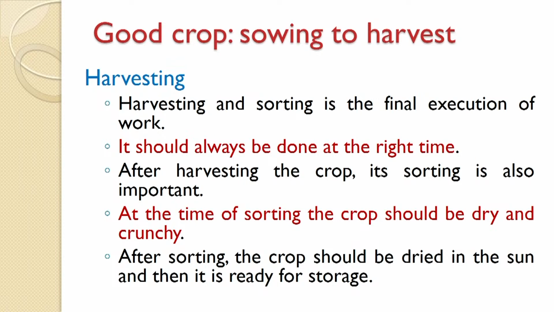And after the harvest of the crop, there will be the sorting, and at the time of sorting, our crop should be dry as well as crunchy. And during or after sorting, the crop should be dried by sun drying, or you may apply artificial drying, and then it will be ready for storage.